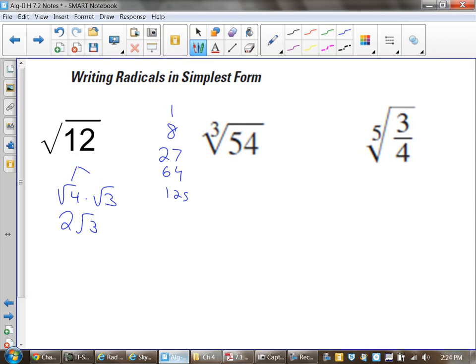Okay? So what we're trying to do here is look for the largest perfect cube that goes into 54. 27. Yep. I was thinking 56. So I can break that into the cube root of 27 times the cube root of 2. That's 3 cube root 2, because you're dealing with cube roots here. All right? Again, I'm looking for the largest perfect cube that goes into that.